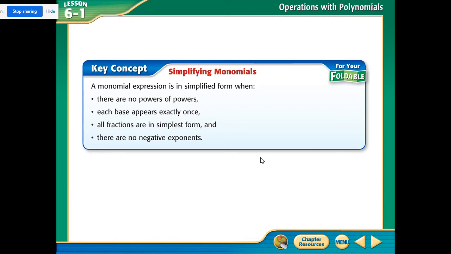We need to simplify our monomials. So what does that mean? It means that there's no powers to a power. So we can't have x squared to the third. We have to simplify that. Each base only appears once. We can only have 1 x, 1 y, 1 z. All fractions have to be in simplest form, so we reduce our fractions just like normal. And we can't have any negative exponents. So we'll go through how to do all of those as we go through. But those are 4 things you have to make sure that you keep as part of your answer. None of those can happen.